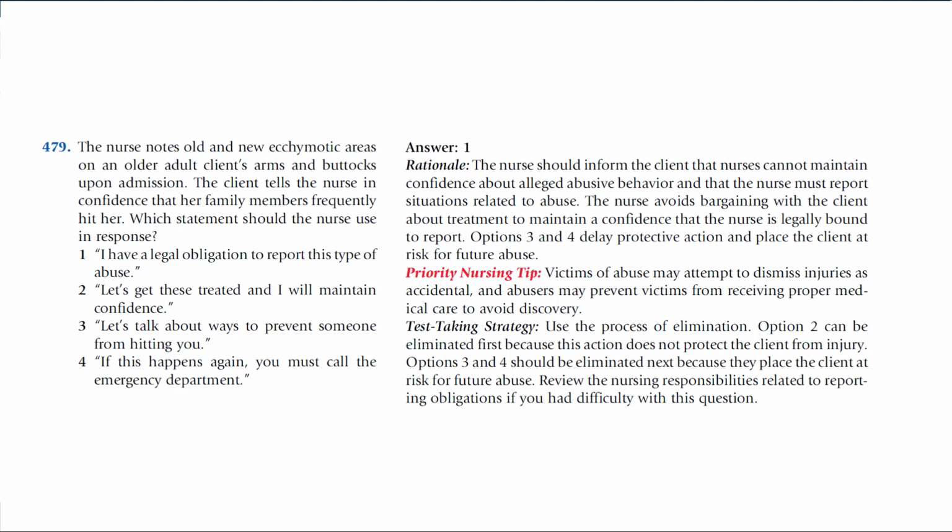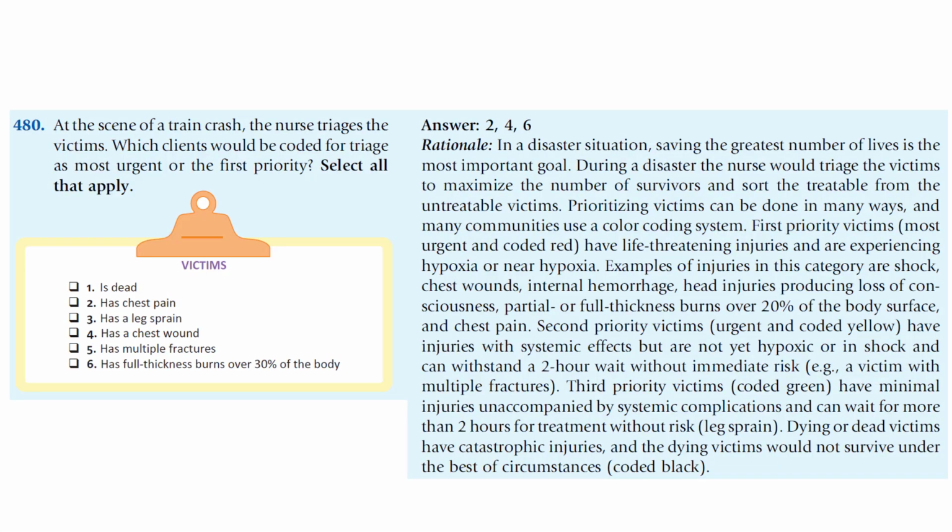Answer: 1. Rationale. The nurse should inform the client that nurses cannot maintain confidence about alleged abusive behavior and that the nurse must report situations related to abuse. The nurse avoids bargaining with the client about treatment to maintain a confidence that the nurse is legally bound to report. Options 3 and 4 delay protective action and place the client at risk for future abuse.